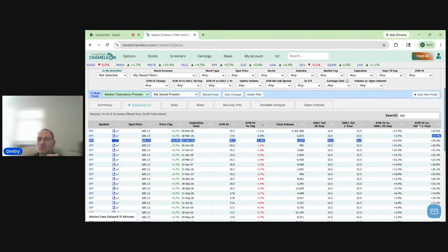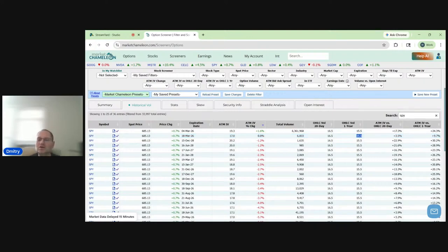We could do the same thing for the 1 year. Here it's saying that based on the 1 year, the implied volatility of 17 is 9.7% above the 1 year volatility. Okay, so now we have these metrics. And let's say we're trying to screen for a particular situation, maybe where the implied volatility is below or above these metrics. So we could do that as well.